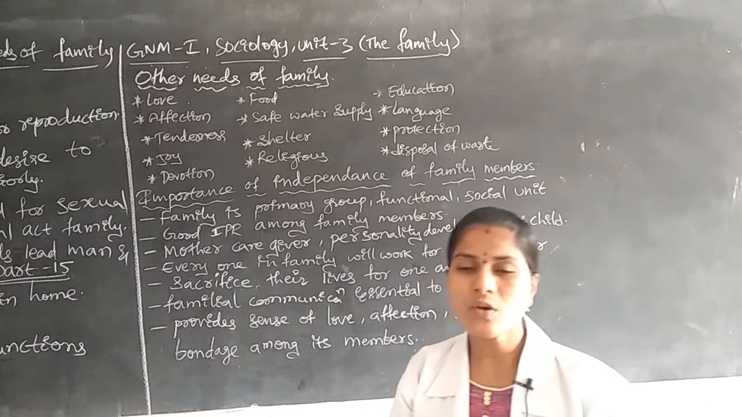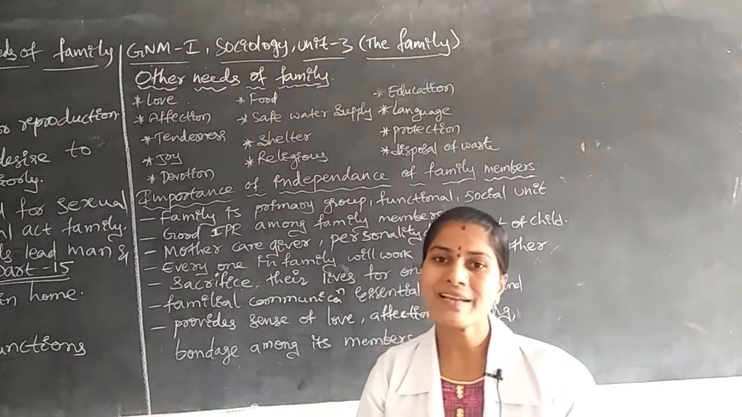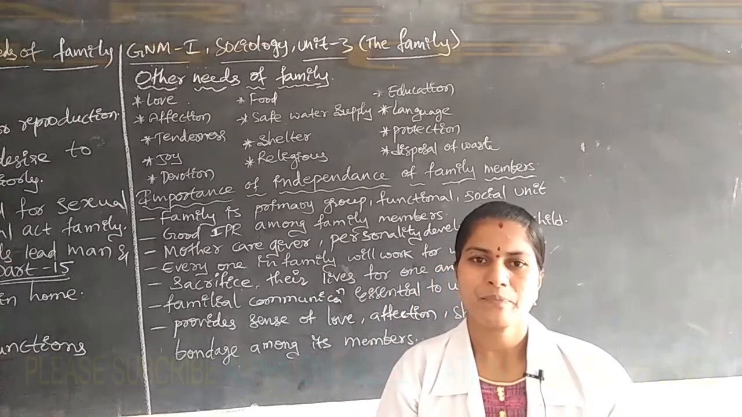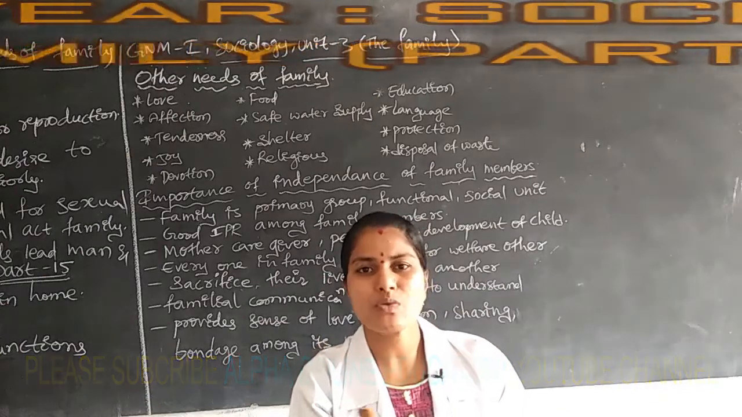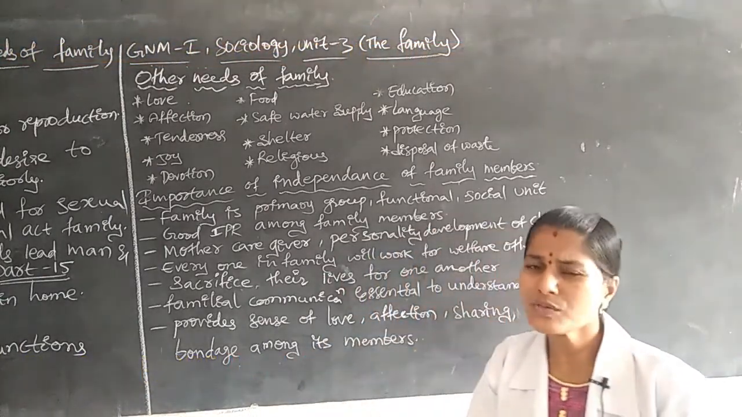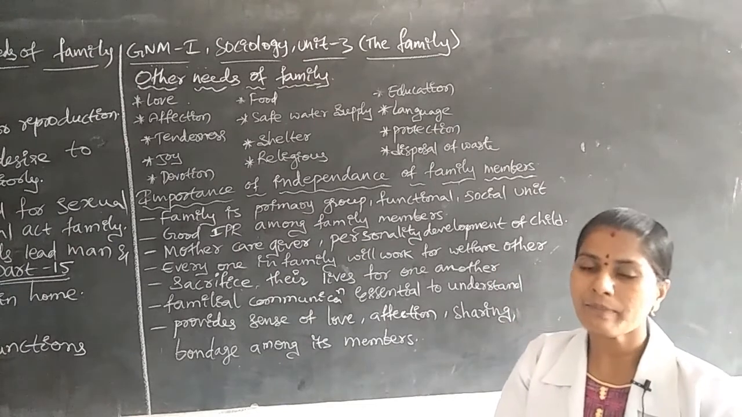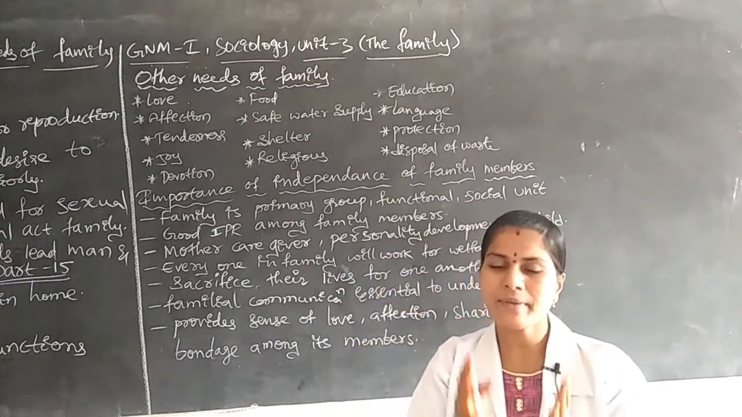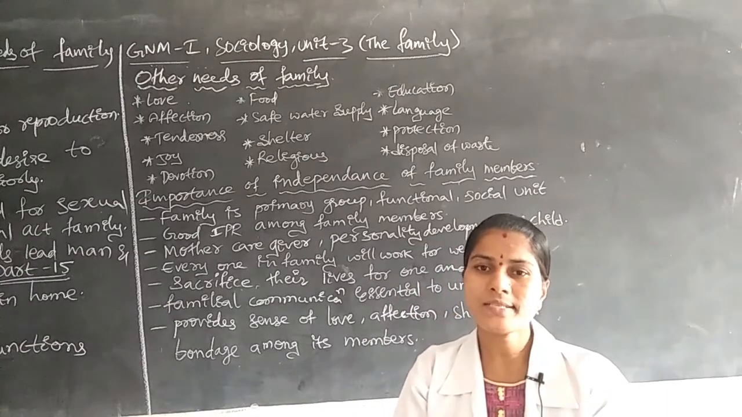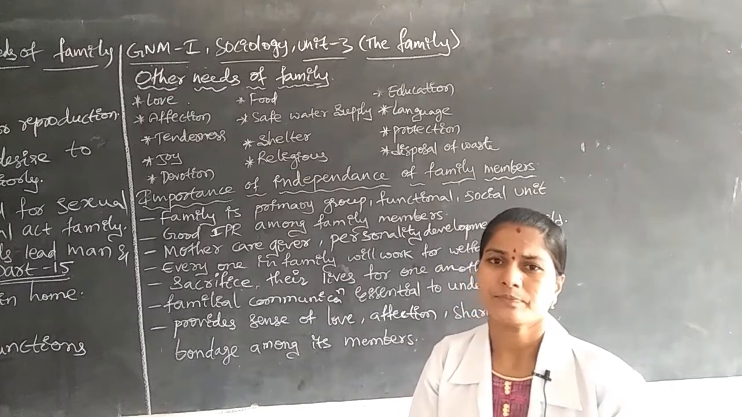Next, every human being or every individual or every family member compulsorily needs a shelter, that means every family must have a house. Without a house or shelter they cannot maintain their basic needs. Once they have a shelter, a house, they are happy, and their needs are fulfilled.